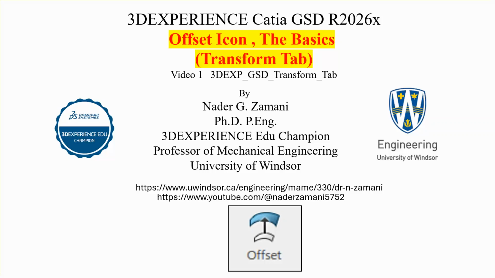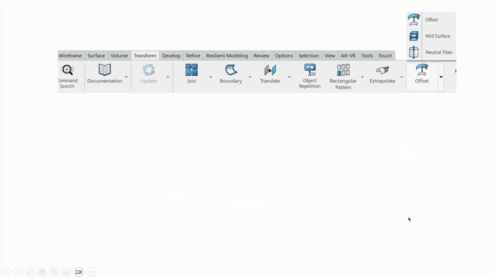And the icon that I will be discussing in this playlist, the first one, is the offset icon. So when you are in the generative shape design and you select the transform tab, you have access to the offset icon. The purpose of the offset icon is, when you have a surface, you can create another surface by drawing the normal to the original surface and offsetting the surface by a certain amount.